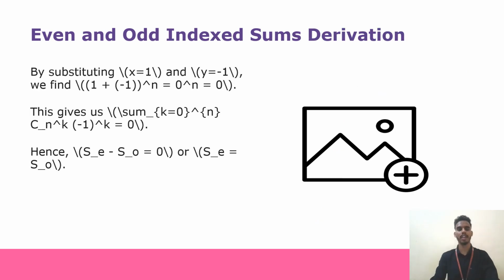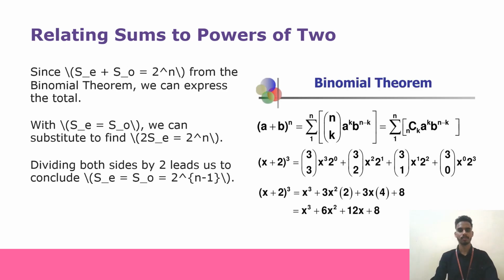Moving forward to the next slide, even and odd indexed sums derivation. By substituting x equals 1 and y equals minus 1, we find (1 plus minus 1) power n equals 0 power n equals 0. This gives us the sum of k equals 0 to n of C(n,k) times minus 1 power k equals 0. Hence, Se minus So equals 0, or Se equals So.